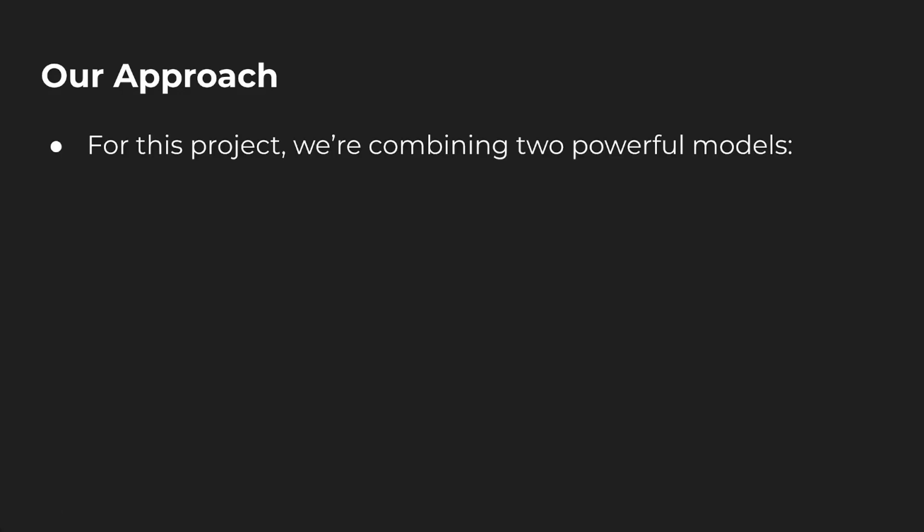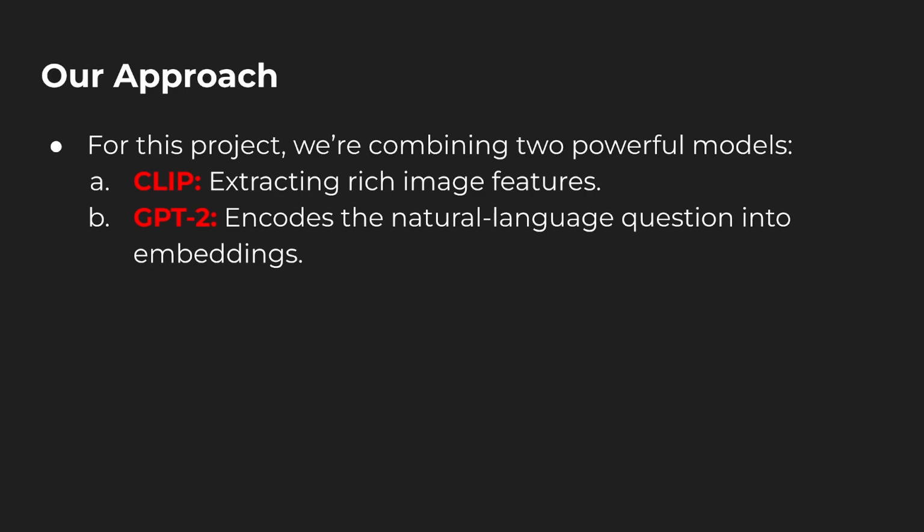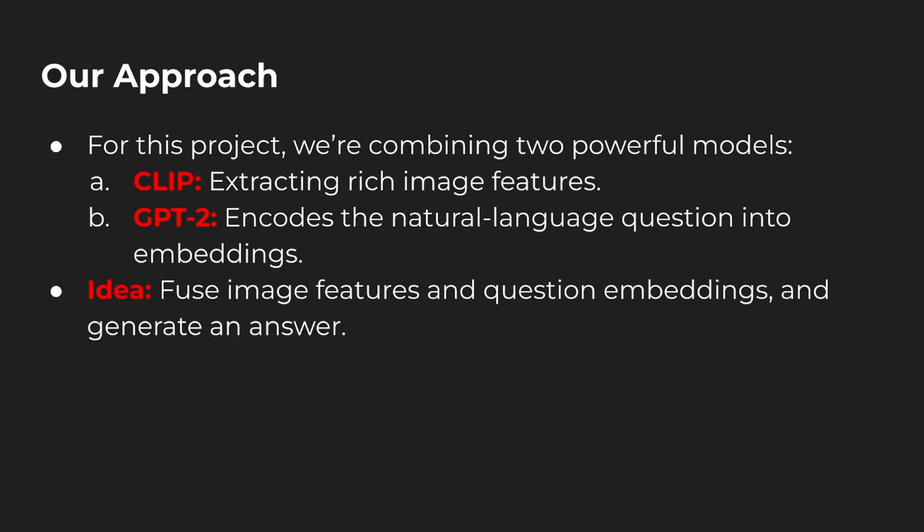So what would be our approach to tackle these challenges? In this project, we are going to combine two powerful models. First of all, we are going to use CLIP to extract rich embeddings from the image, capturing the visual information in a way that can be interpreted alongside text. Next, we have GPT-2, which is normally used for text generation. Here it will be used to encode the question into embeddings that align with the CLIP features. We then fuse the image and question embeddings to generate a coherent, human-like answer. This approach lets us bridge vision and language into a single pipeline.